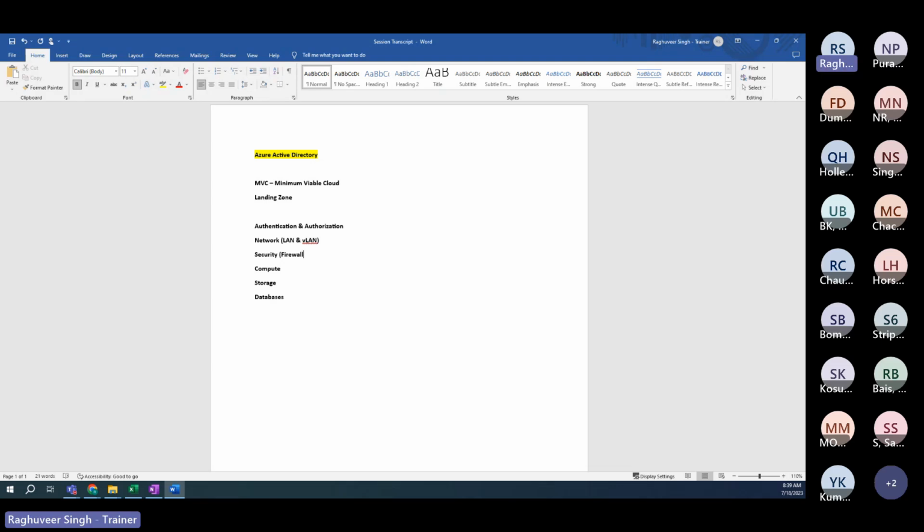You may have a virtual firewall, you may have a physical firewall, it hardly makes any difference, or you may have the entire traffic getting routed through an on-premises firewall. It's nothing but the configuration. But at a bare minimum, this is something that you need. This is what you need at a bare minimum to build a minimum viable cloud or a landing zone in AWS, Azure, and GCP.